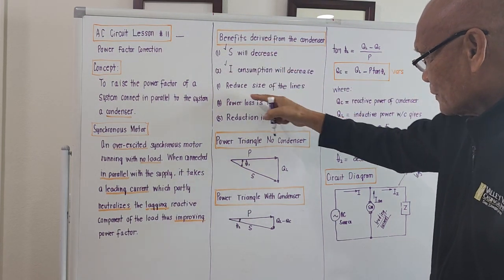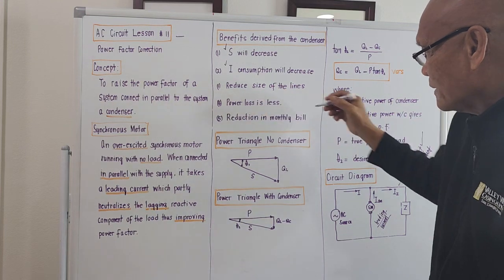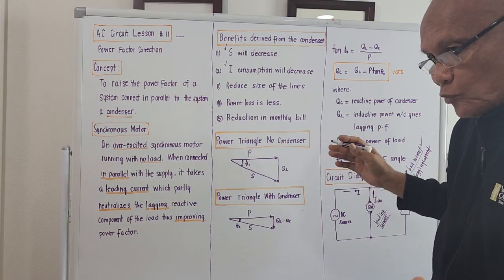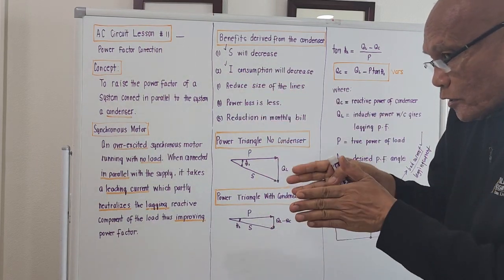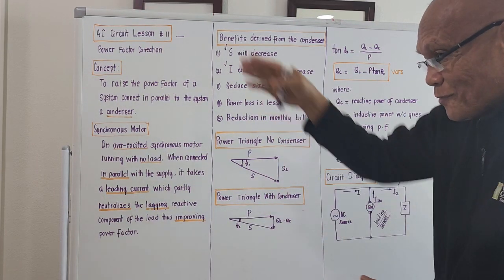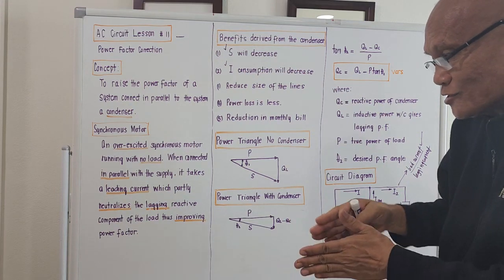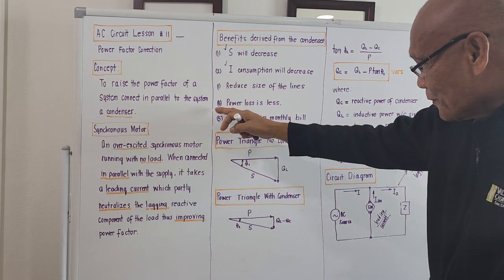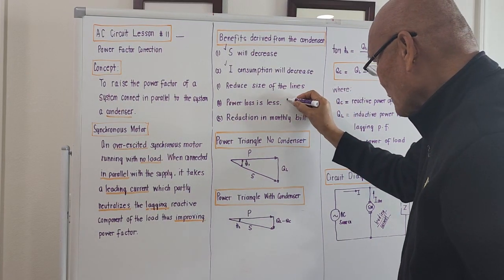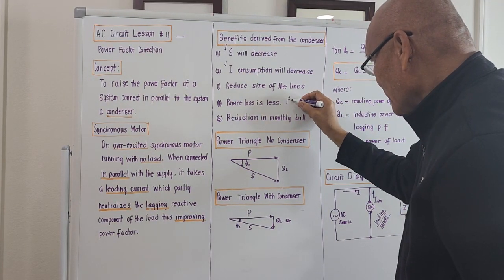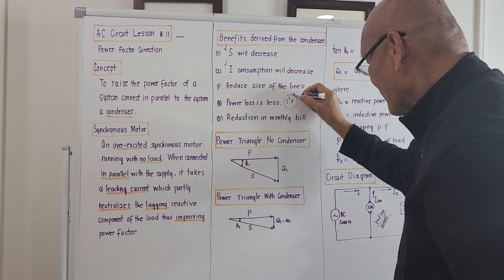For this, the wire size will be less. Because the current is less, you need a smaller wire, not a bigger wire. So actually you save money. And number 4, power loss is less. Power loss is actually the square of the current times the resistance of the line.